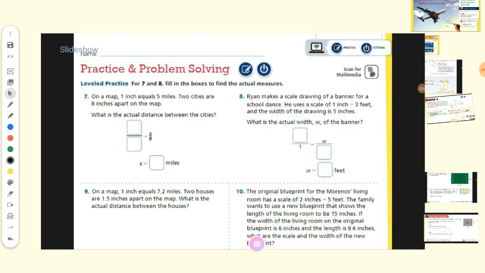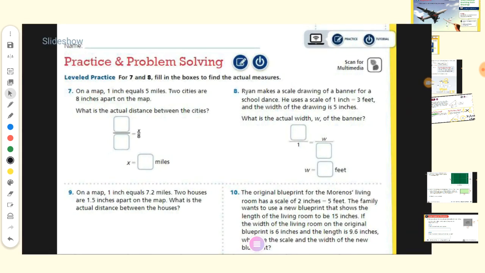Another exercise, number 7. On a map, 1 inch equals 5 miles. This is the scale. He can give me the scale directly, or he can say it this way: 1 inch equals 5 miles. That means the drawing scale is 5/1.